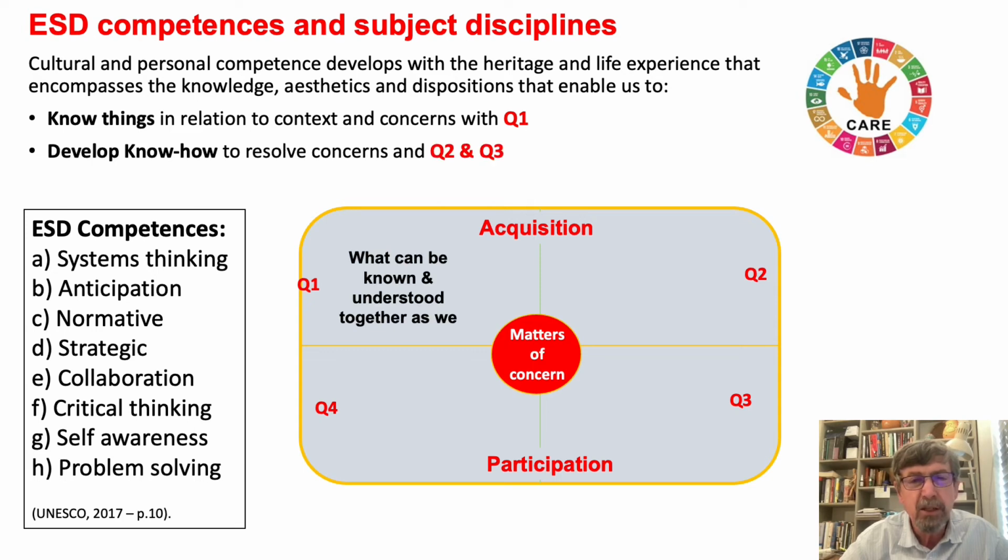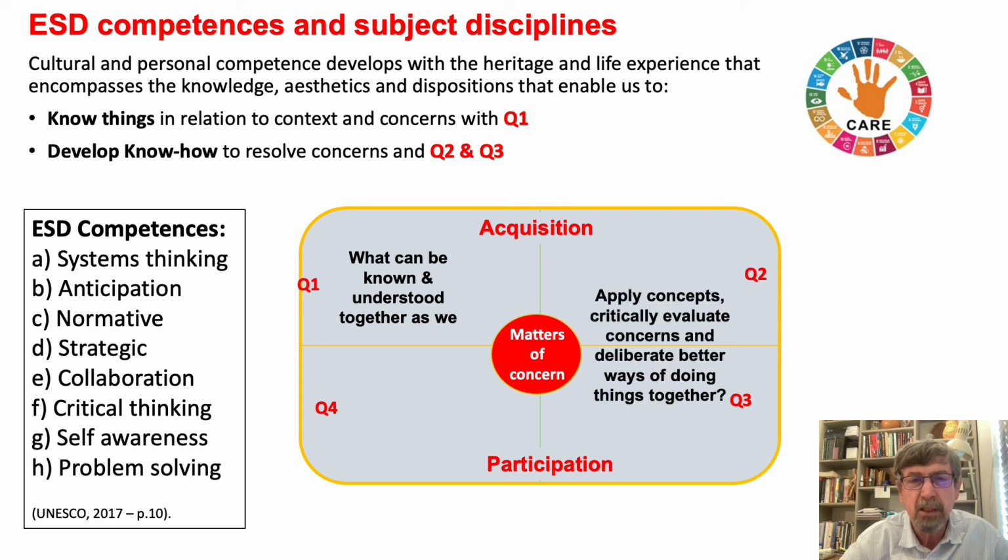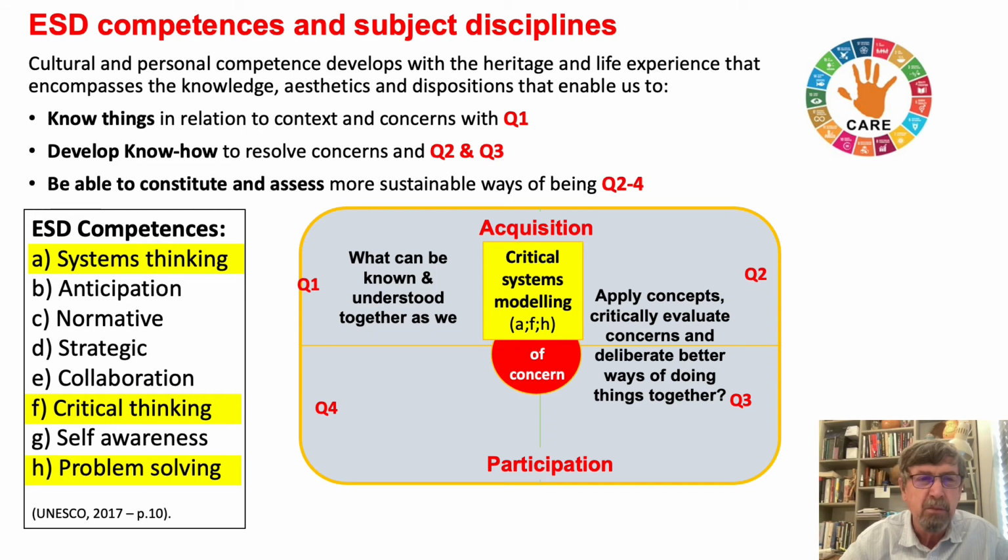And then developing know-how comes with the progression into quadrant 2 and quadrant 3, where they're able to critically evaluate concerns and look at better ways of doing things together. And so critical systems modeling, that's systems thinking, critical thinking, and problem solving, are often at the beginning of a program. And that's where the teachers were able to think about competences, building and progressing, and being able to constitute and assess more sustainable ways of being.